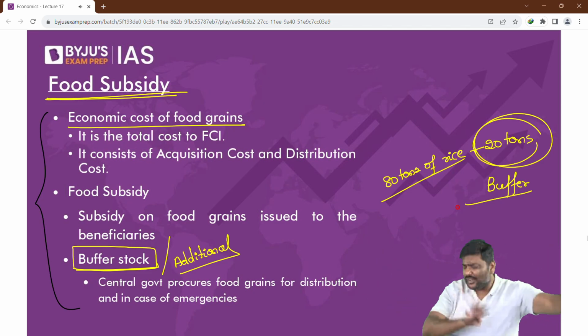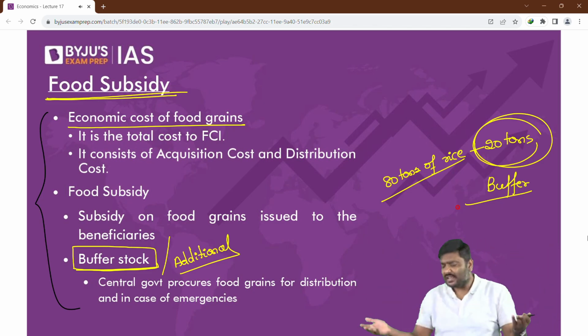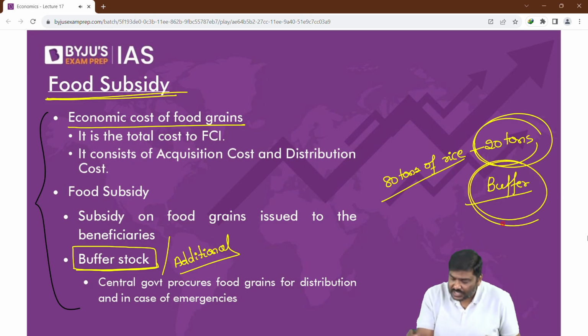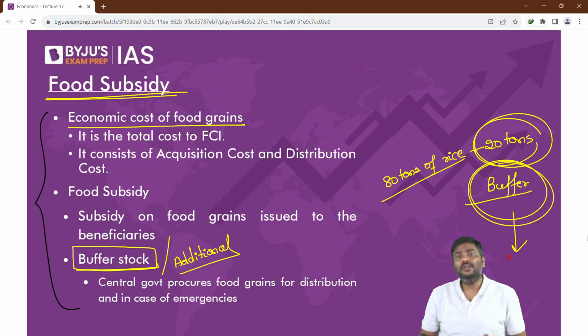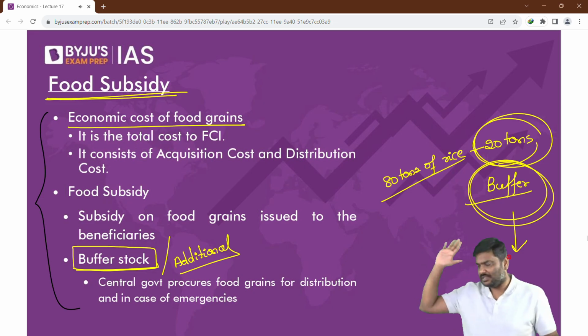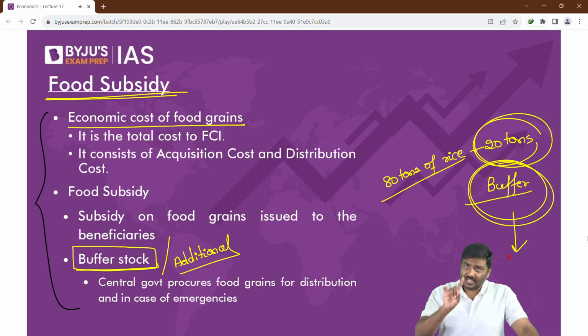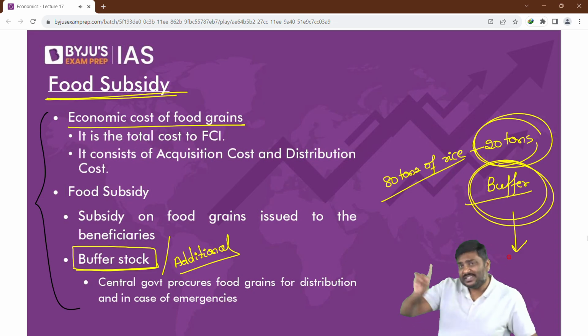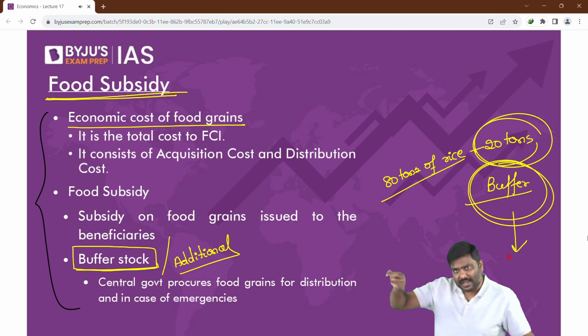You should read the newspaper precisely for this. It is happening right now. Suddenly, if there is an earthquake, excess floods, or very low rainfall, supply will become very less. At that point of time, the government says, I will use the buffer stock to supply to the market and reduce the prices. So understand this very carefully.